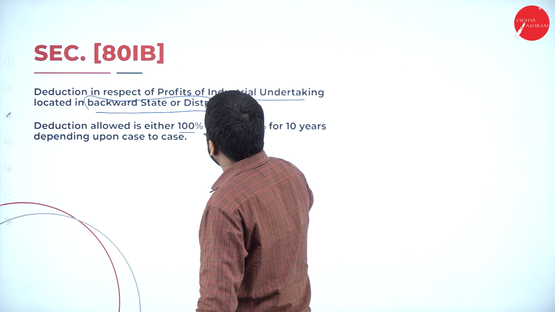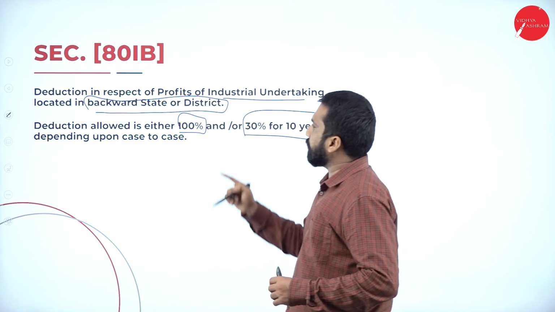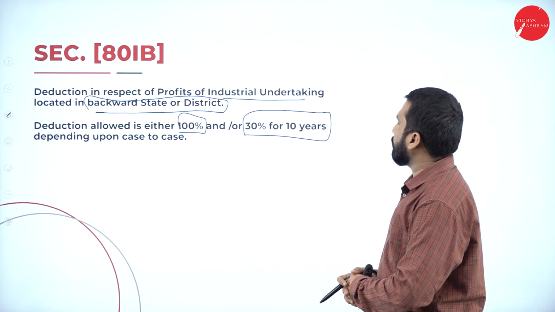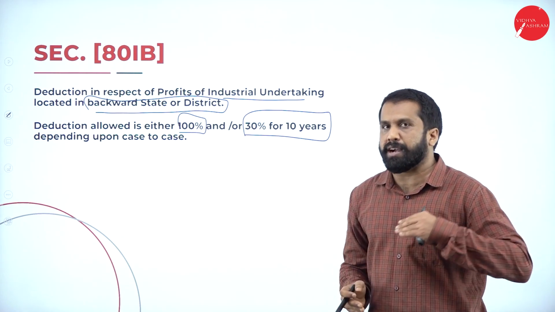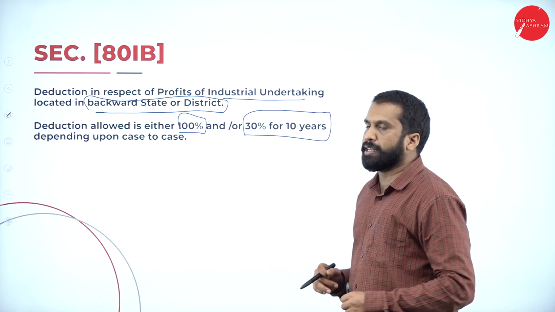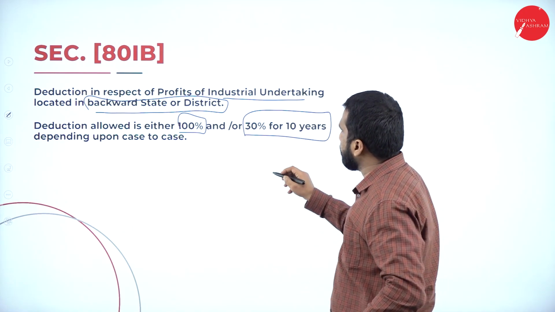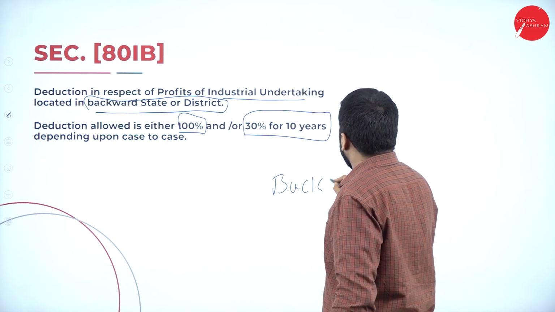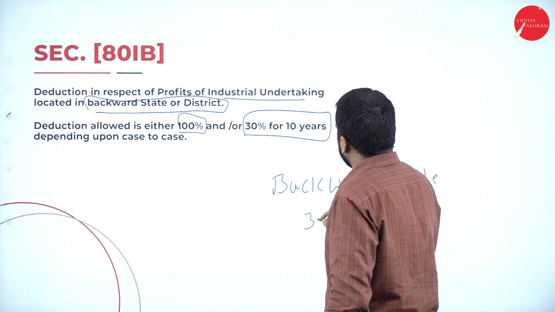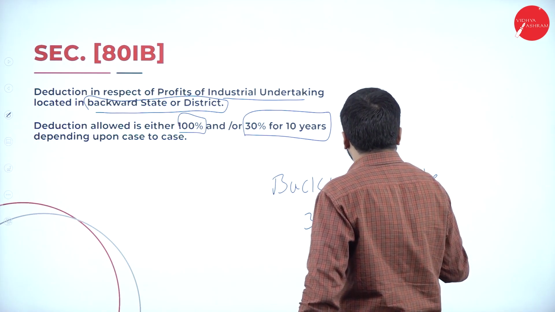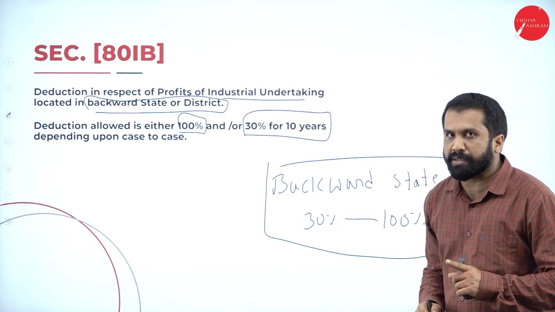Now, deduction allowed is 100% or 30% for 10 years. So, which one you want? Deduction allowed is either 100% or 30% for 10 years, depending upon case to case. In a few cases they will give you 100% for 10 years, or in a few cases 30% for 10 years. How to remember this? Backward state, 30% to 100%. It will vary according to the cases. Hope you are clear. Good.